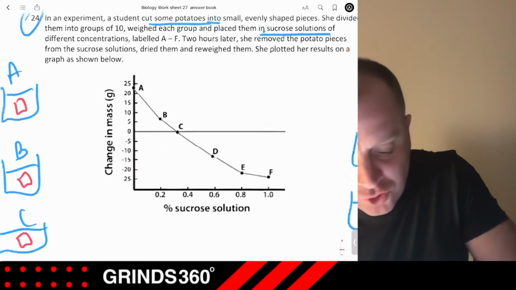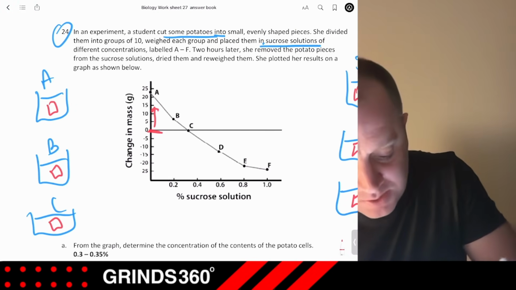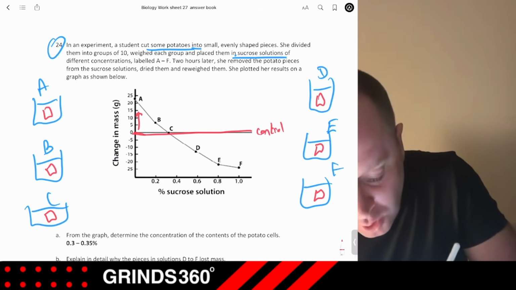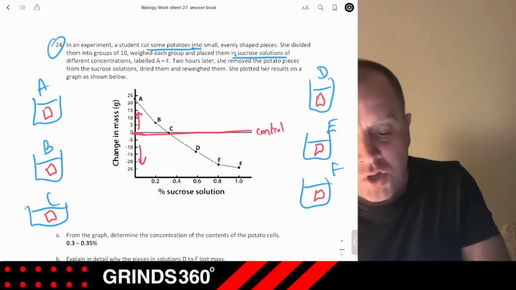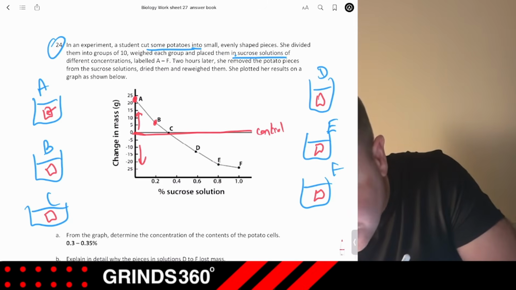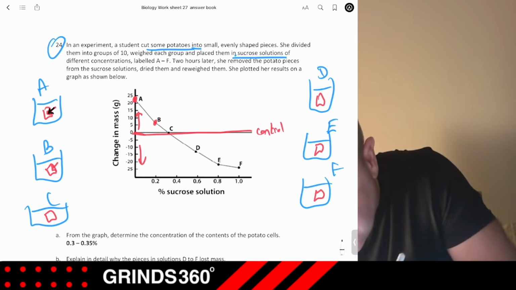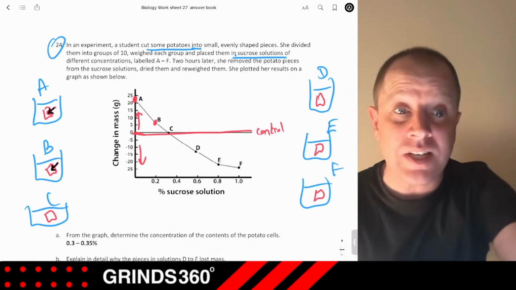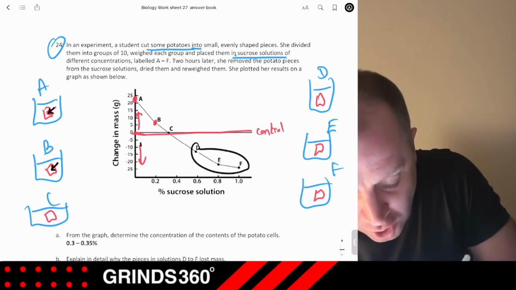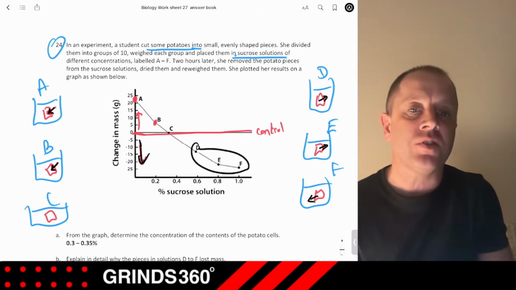Now, what this graph is showing you, anything above 0 means it's increased in mass compared to the control. This is the control here. Anything below 0, it lost mass. So you can see A and B gained in mass. That means water entered these cells by osmosis because it gained mass. Now you will see D, E, and F, these three lost mass. Why? Because water left those potato cells by osmosis, so it lost mass.